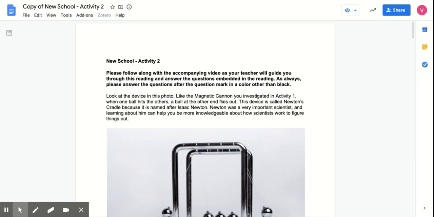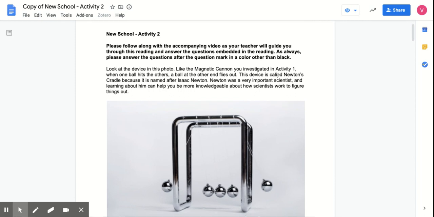Hi, everybody. So, similar to the last lesson, we're going to go through an activity together. But because this activity has a lot of reading in it, I'm actually going to mirror my screen for you versus you seeing my face. Right now, I have the activity up. You're going to see the directions at the top. They say, just follow along with the accompanying video. I'm going to go through it with you. But please, please, please answer the questions in a color other than black.